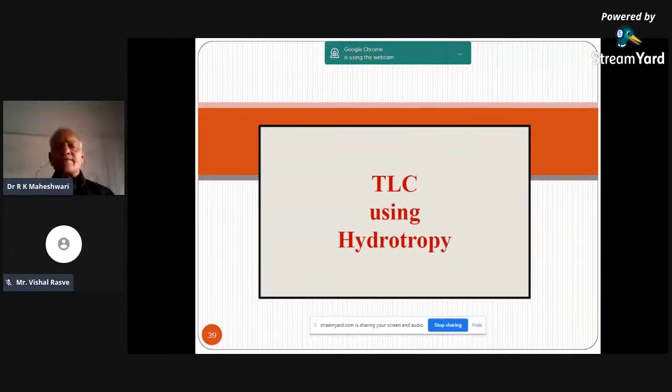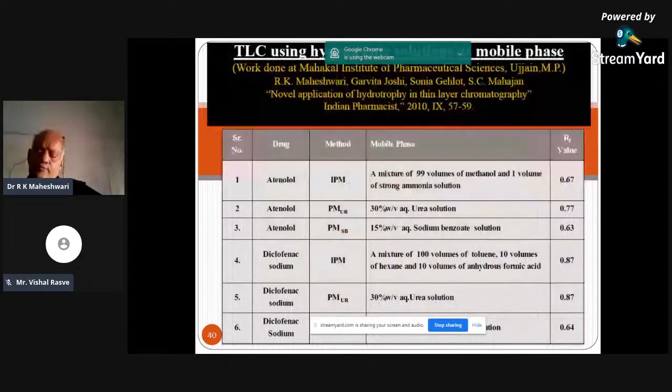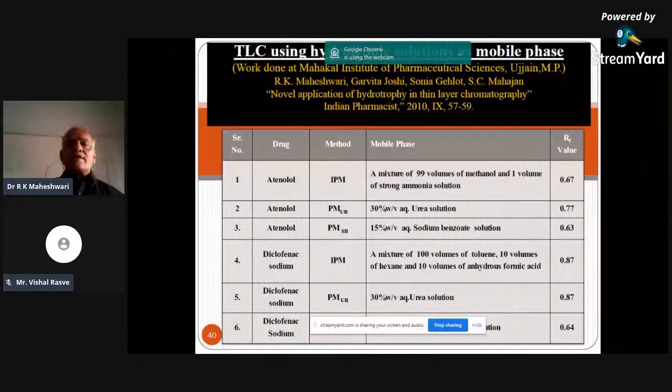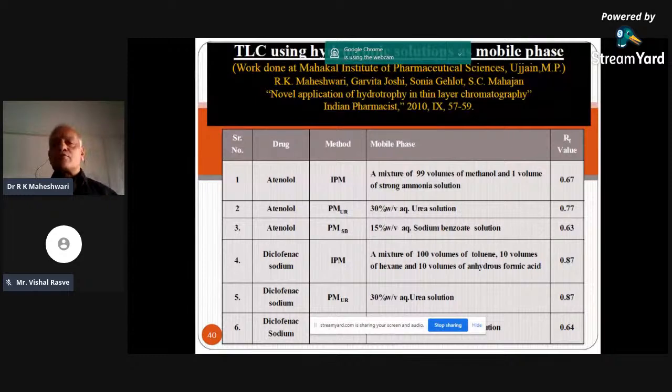Now see the TLC. Using hydrotropic solutions, thin layer chromatography of drugs can be performed without the use of organic solvent. Now this is a paper which has been published, and this work has been done in Ujjain. Two madams, Garvita Joshi and Sonia Behlot, took the interest, and they performed this TLC in Ujjain, Mahakal Institute of Pharmaceutical Sciences. So the reference is there. You can see the detail in this.